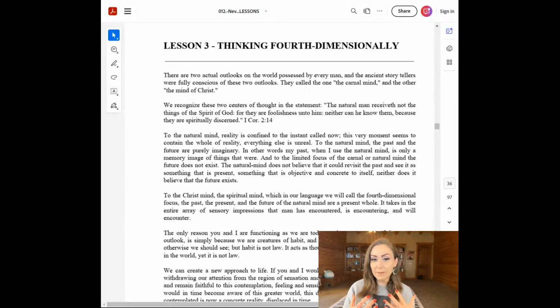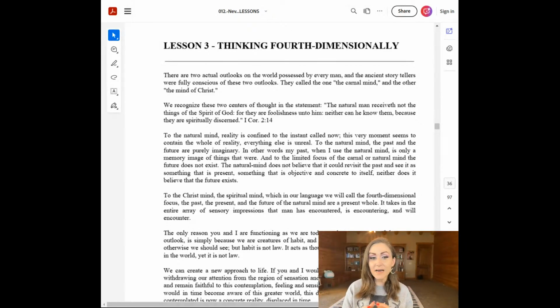In other words, my past, when I use the natural mind, is only a memory image of things that were. And to the limited focus of the carnal or natural mind, the future does not exist. The natural mind does not believe that it could revisit the past and see it as something that is present, something that is objective and concrete to itself. Neither does it believe that the future exists. To the Christ mind, the spiritual mind, which in our language we will call the 4th dimensional focus, the past, the present, and the future of the natural mind are a present whole.